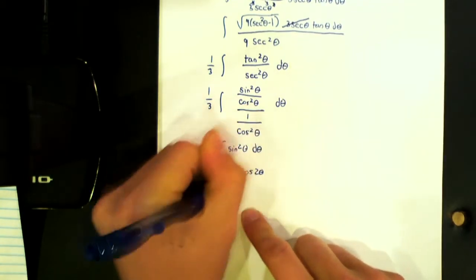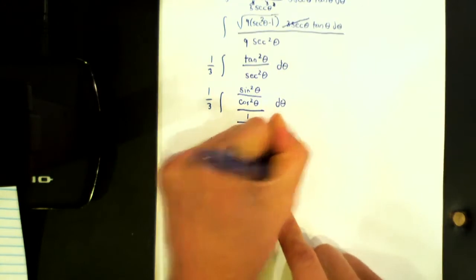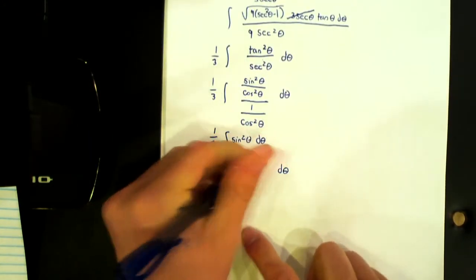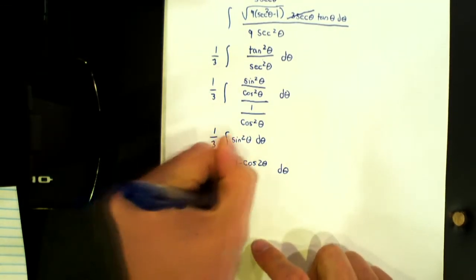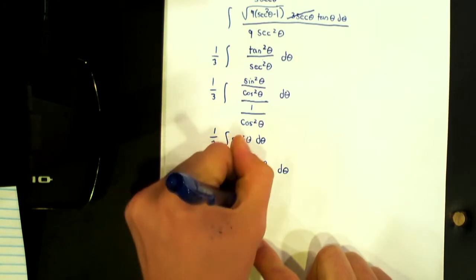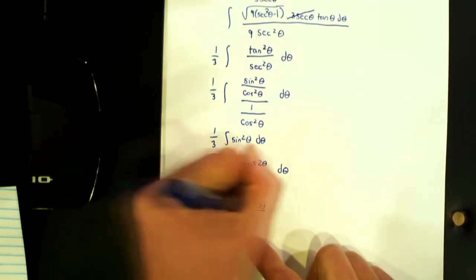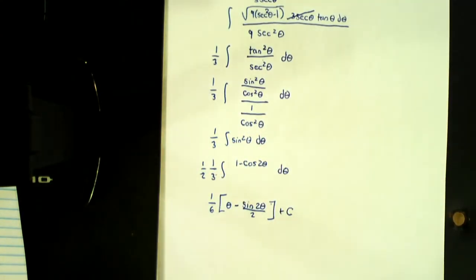All right, I always like to pull out the 1/2 to begin with. Makes it a little easier. There was a half underneath, so that becomes 1/6. We can just integrate that straight away, making that theta minus sine 2 theta over 2 plus c. Okay.